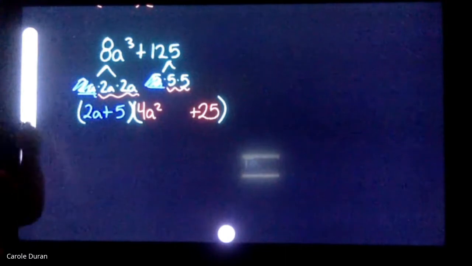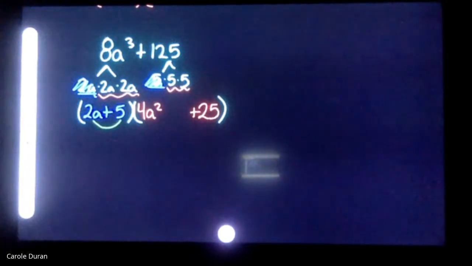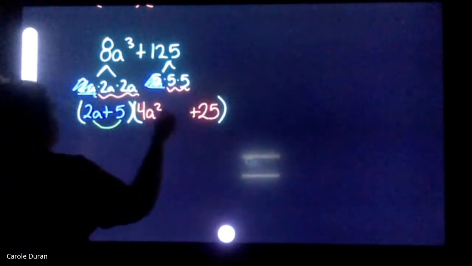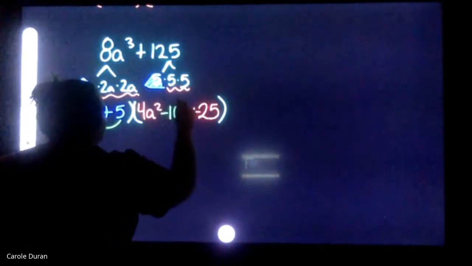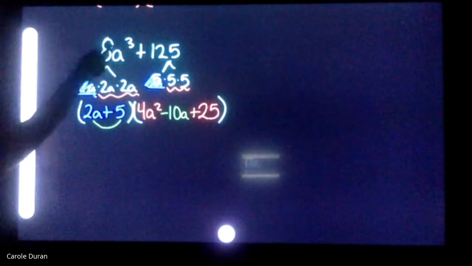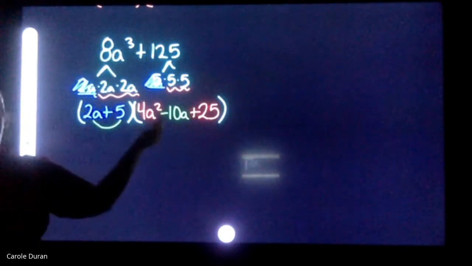And then to get my middle term, I take the 2 roots from the first factor, multiply them together, and apply the opposite sign. So 2a times 5 is 10a. Opposite sign makes it minus 10a. The same thing would apply if I were doing subtraction. My first factor would be a minus, which means that this middle term would be a plus.